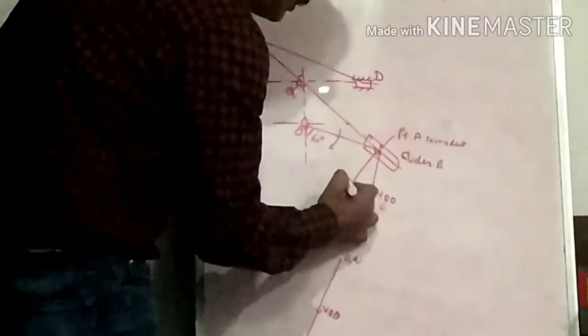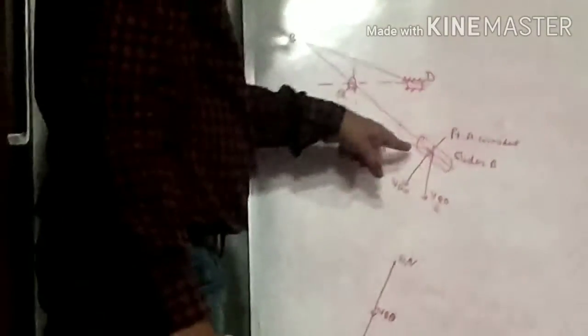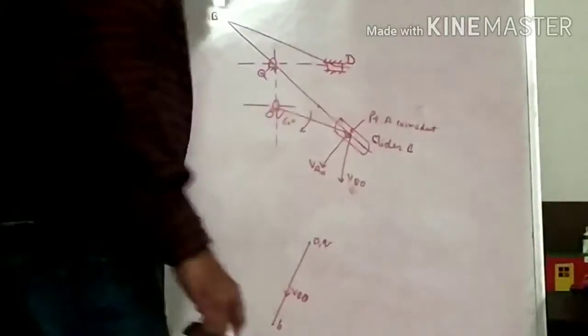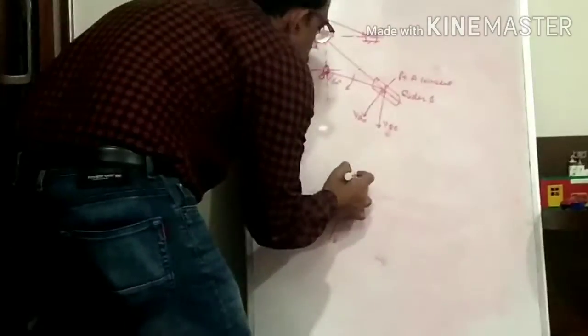Next, what? The velocity of point A with respect to point Q. That velocity vector is perpendicular to link AQ. So here we know its direction only, we don't have its magnitude. So just draw the vector from point Q, perpendicular to link QA.